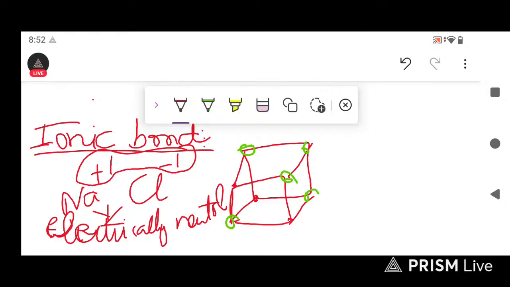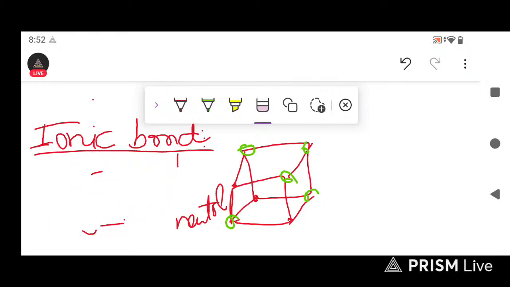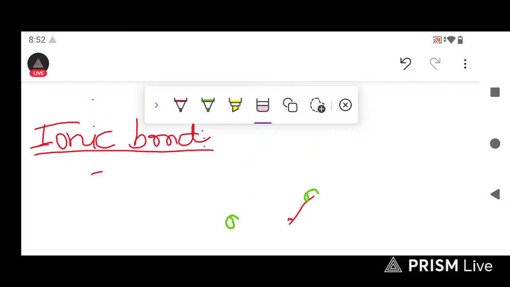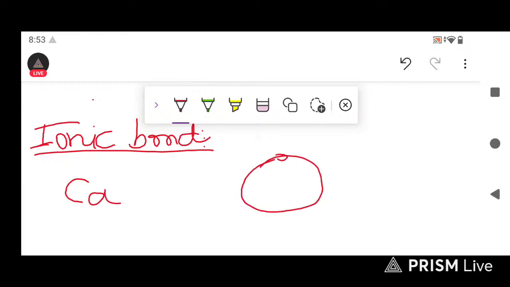loses the 2 electrons. So here is the example of sodium chloride, and the other example we gave you is calcium chloride. You must know how calcium chloride is formed. Calcium has 2 electrons in its outermost shell, its valence shell, and it loses the 2 electrons. When it loses 2 electrons, it forms a +2 charge.